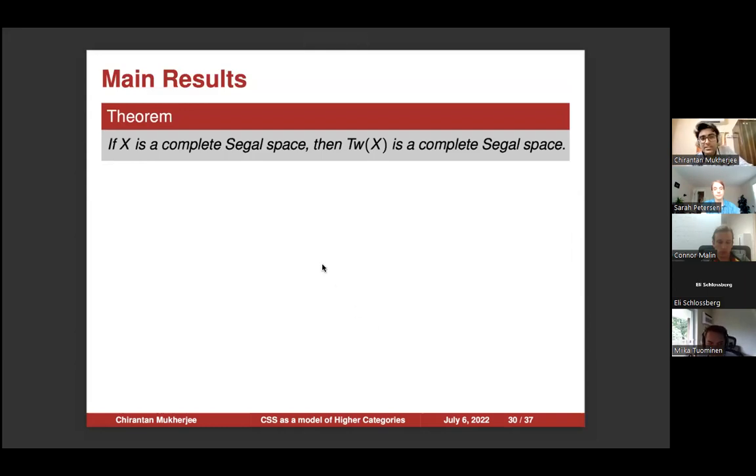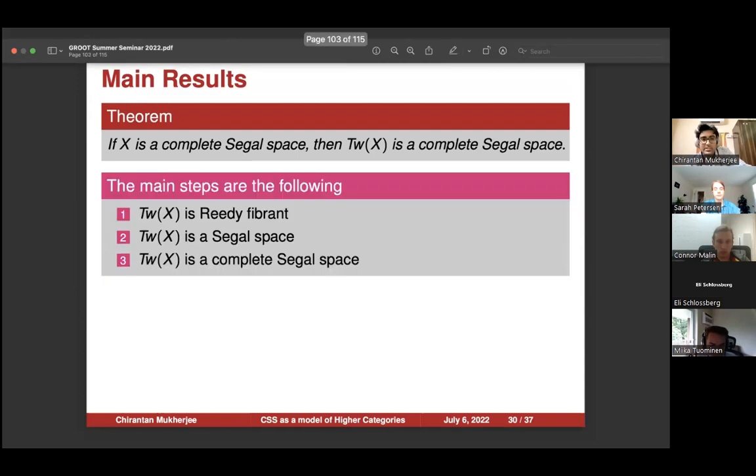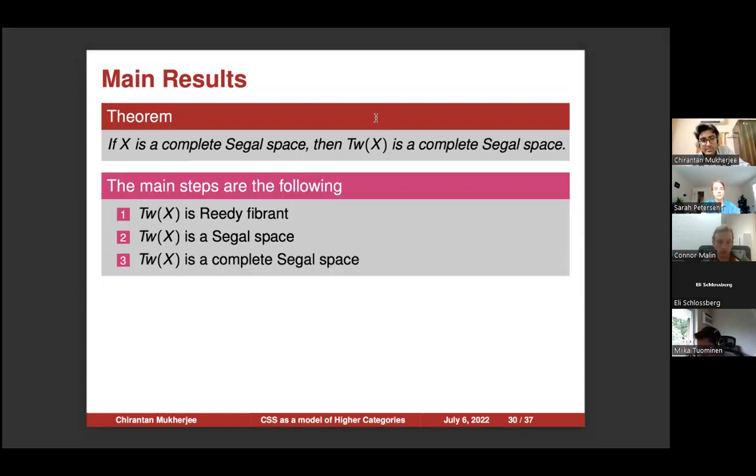Now, our main result is to show that if X is a complete Segal space, then the twisted arrow of a complete Segal space is a complete Segal space, which we achieve in 3 steps. First, we need to show that the twisted arrow of a Reedy fibrant simplicial space is a Reedy fibrant simplicial space. Then we show that the twisted arrow of a Segal space is a Segal space. And finally, we conclude that the twisted arrow of a complete Segal space is a complete Segal space.